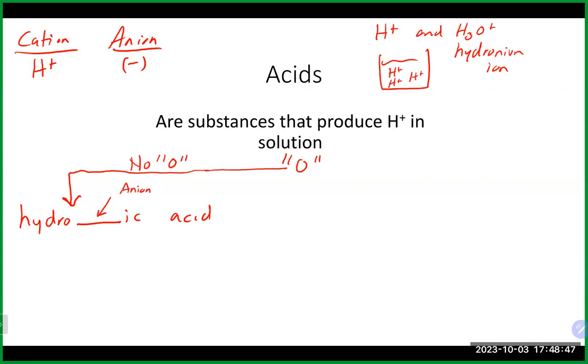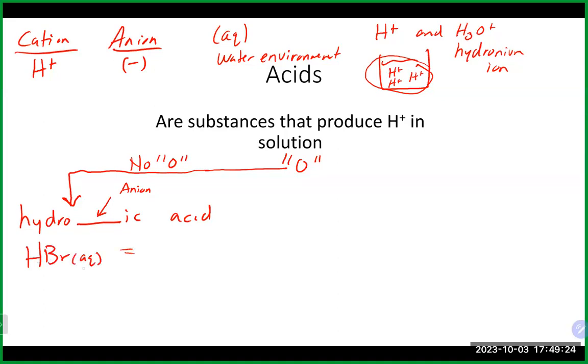Now, because what makes something an acid is the ability to produce these ions in solution, when you write the formula for an acid, it should always have aqueous next to it. That is how you know it is an acid. Aqueous means a water environment. Basically, it's a solution: you took something and dissolved it in water, and you made a solution.